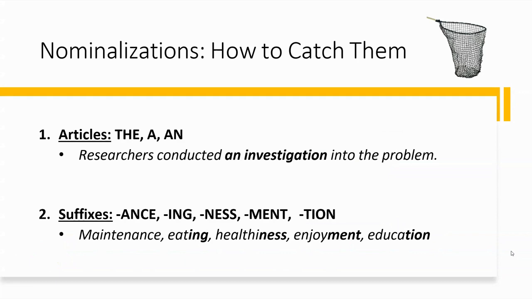Here's how you can catch them when you are reading your sentences back. If you see the articles the, a, or an, then you know that you probably have a nominalization in that sentence. Researchers conducted an investigation into the problem.